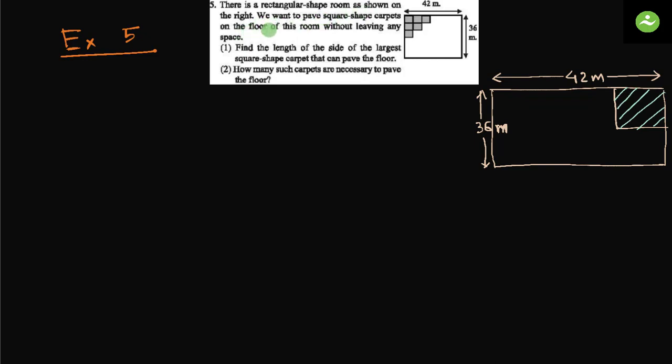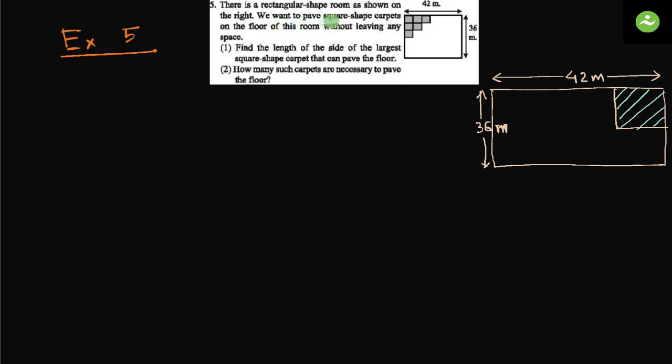And the question says, we want to pave square shaped carpets on the floor. They want to cover the floor with square shaped carpets. We know square means its length and width are the same. And when we say rectangular, it means length is bigger than width. Here it is 42 meter length and width is 36 meter.